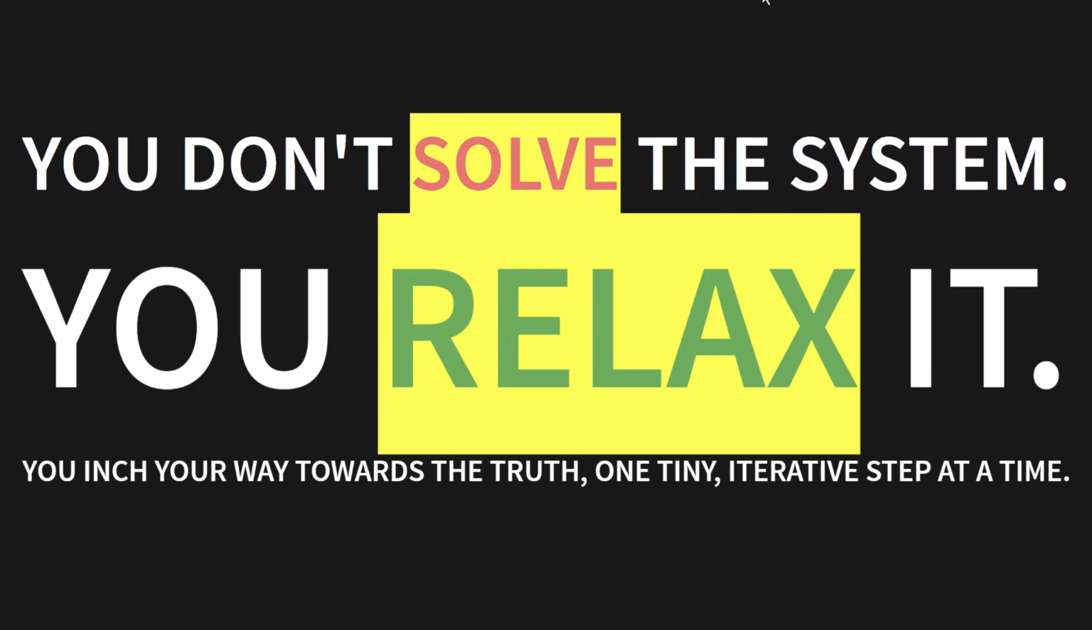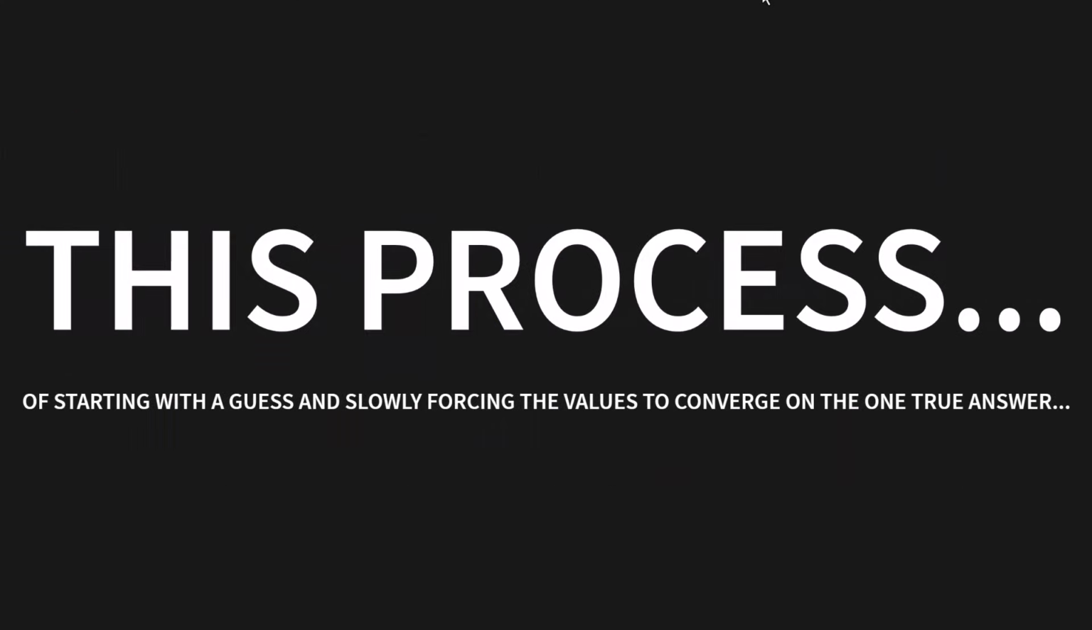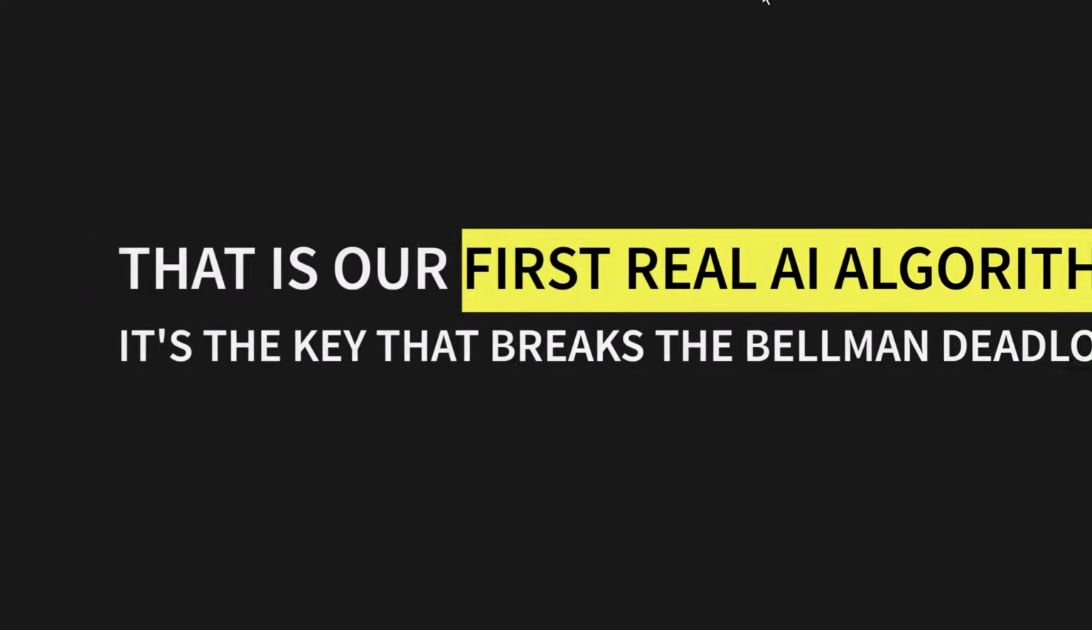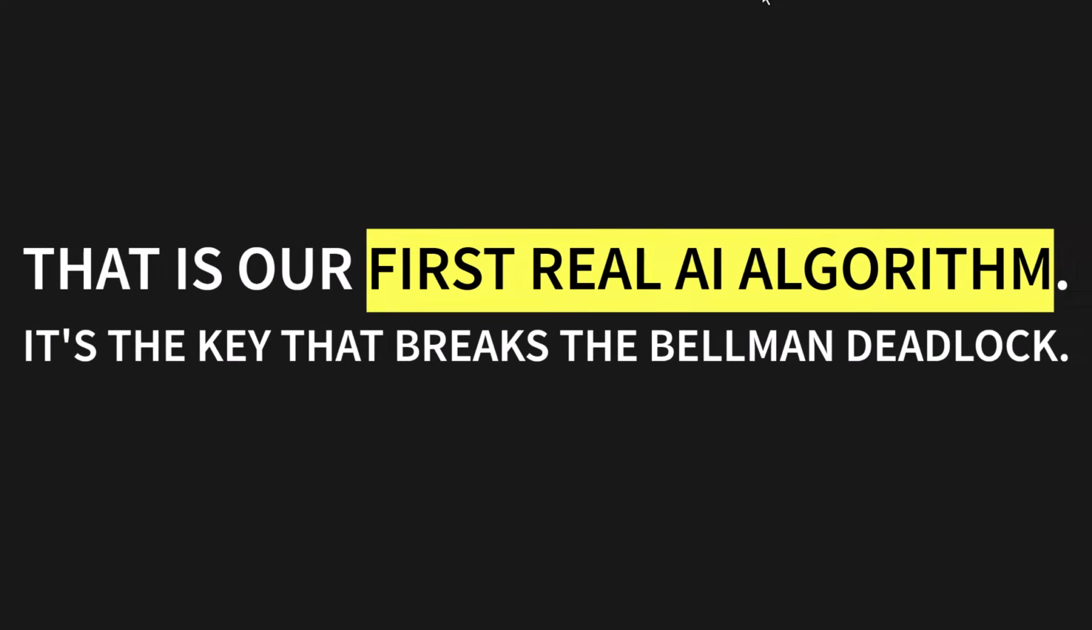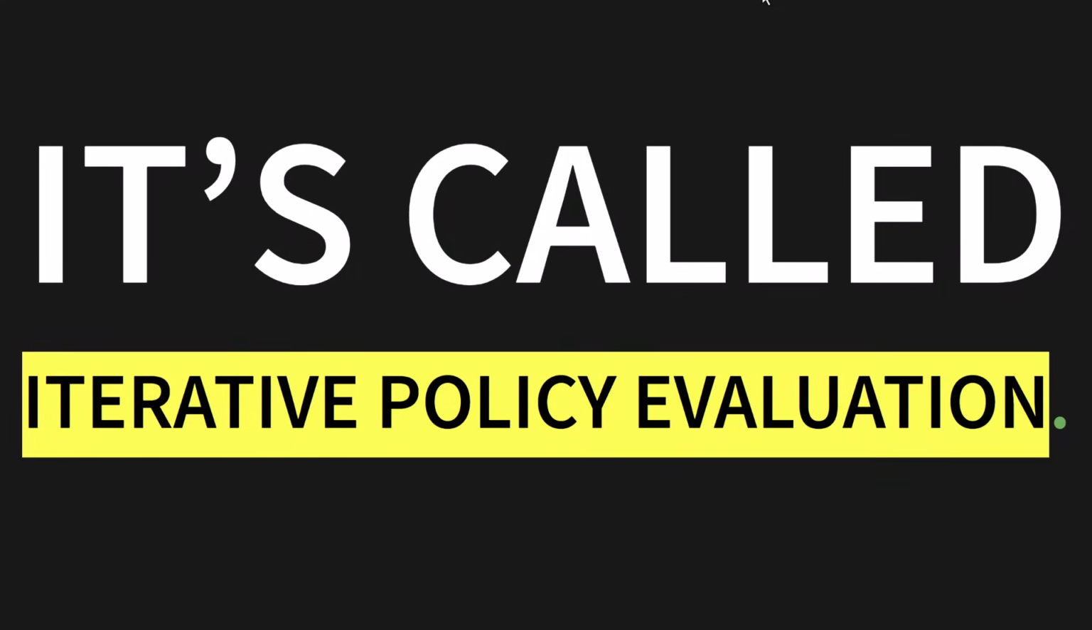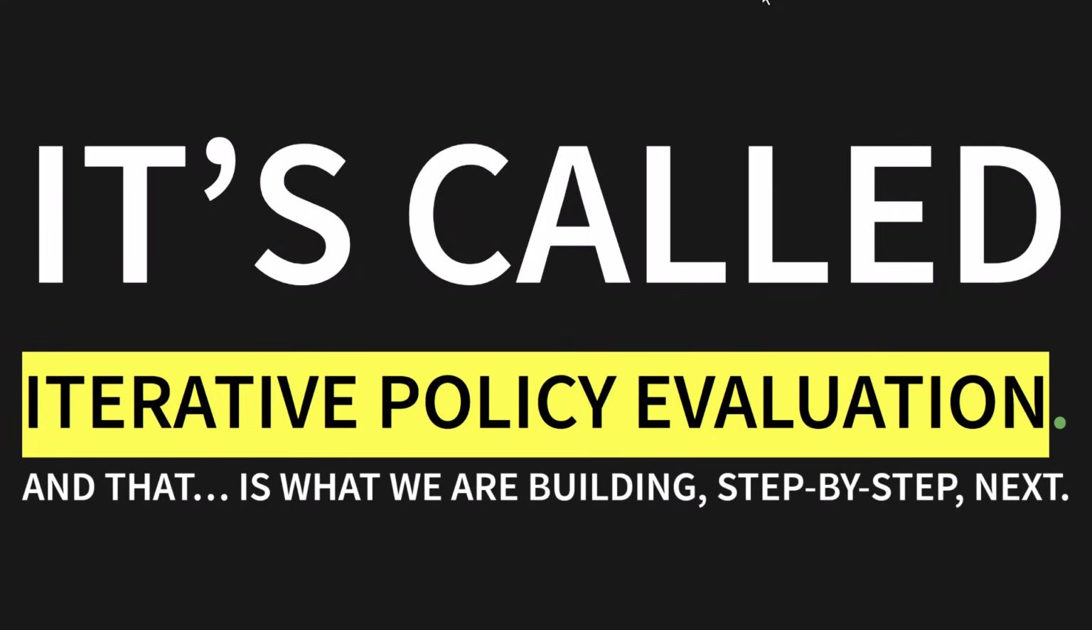This process of starting with a guess and slowly forcing the values to agree with each other until they converge on the one true answer, that is our first real AI algorithm. It's the key that breaks the Bellman deadlock. It's called iterative policy evaluation. And that is what we are building, step by step, in the very next chapter.